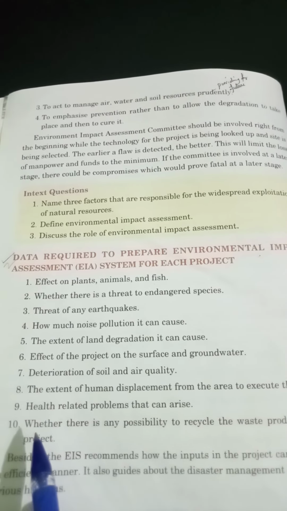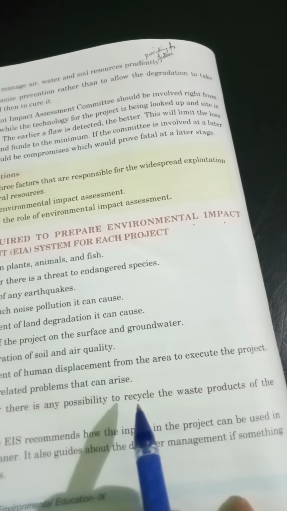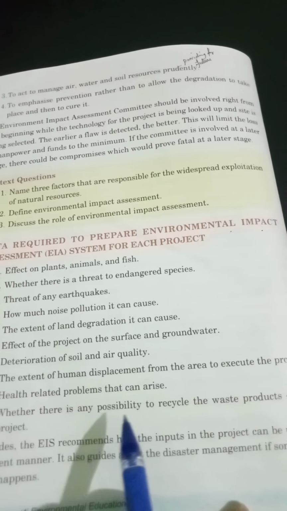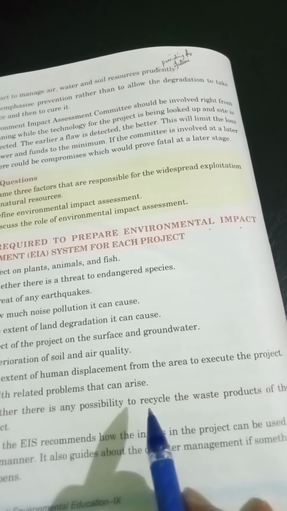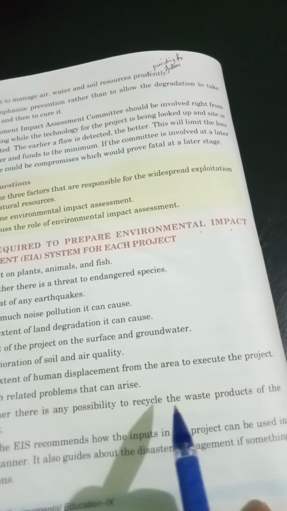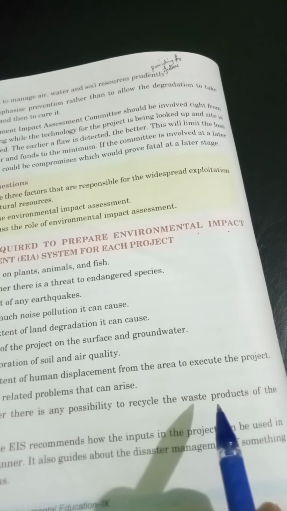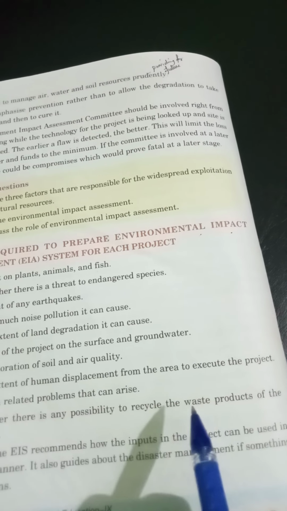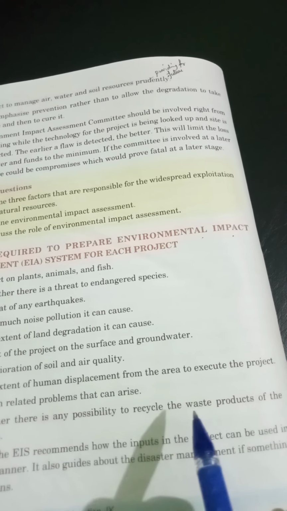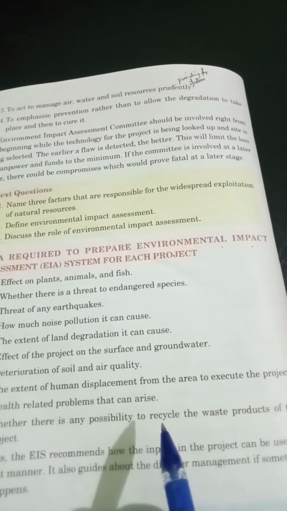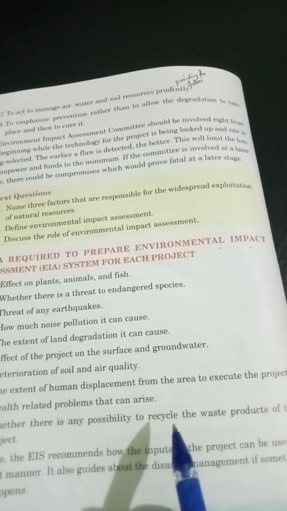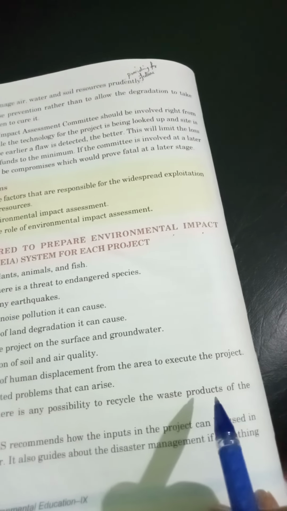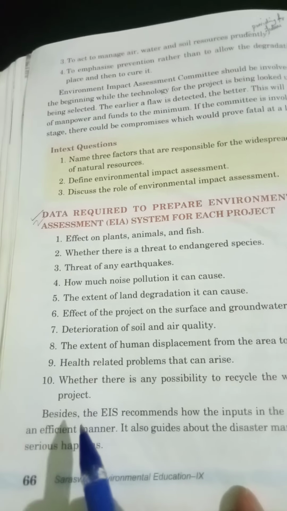Lastly, number ten is whether there is any possibility to recycle the waste products of the project. Every project will certainly discard its waste products. Instead of dumping these waste products, which may be a threat to the environment, whether they can be recycled again to use in another way. This also has to be taken seriously.